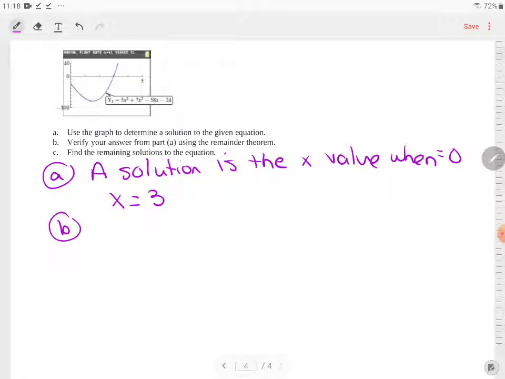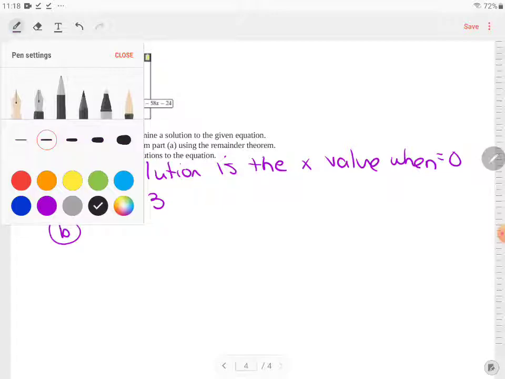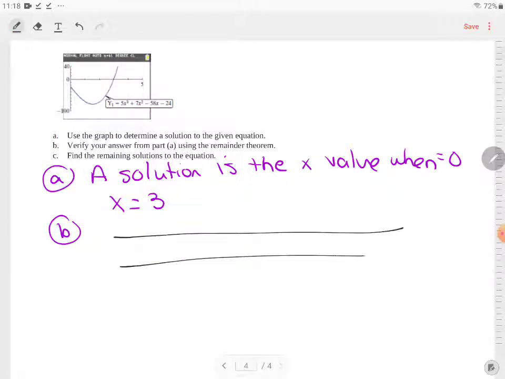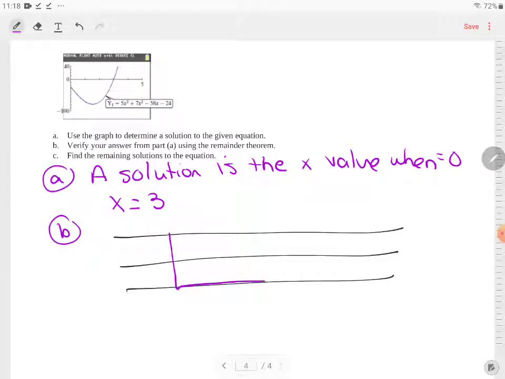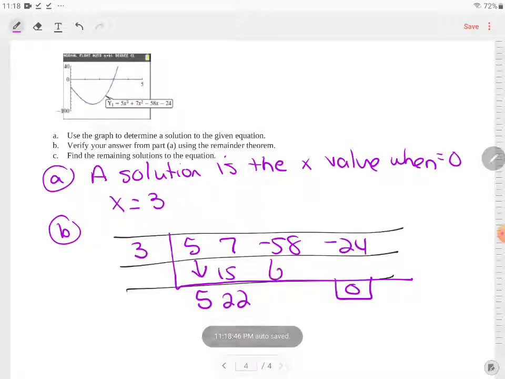That means when I do synthetic division, I know it's a 0 value. I have to get 0 for my remainder. So again, doing our synthetic division, if you're given a number, you use the 3. And let's see, your equation right there is 5, 7, negative 58, and negative 24. And I know, because I've already gotten it from my graph, I have to have 0. Bring down the 5. 3 times 5 is 15. 15 and 7 is 22. 22 times 3 is 66. Negative 58 plus 66 is 8. 8 times 3 is 24, and I get a 0.